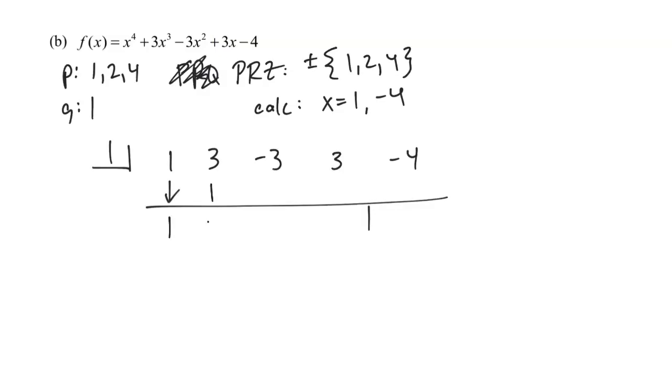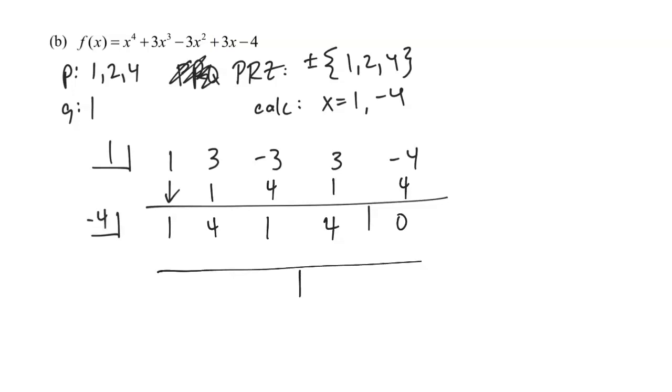multiply by 1 to give me 1, add to 3 to get 4. 4 times 1 is 4, plus negative 3 is 1, times 1 is 1. That gives me another 4, times 1 is 4, and a remainder of 0. Now, keep going. Synthetic divide by the other 0, which is negative 4. Drop down the 1. 1 times negative 4 is negative 4. That's going to give me a 0 right there on my last line. Plus 1 is 1, and then times negative 4, and I get my remainder of 0.